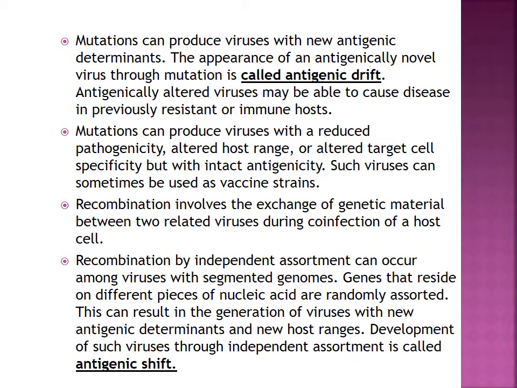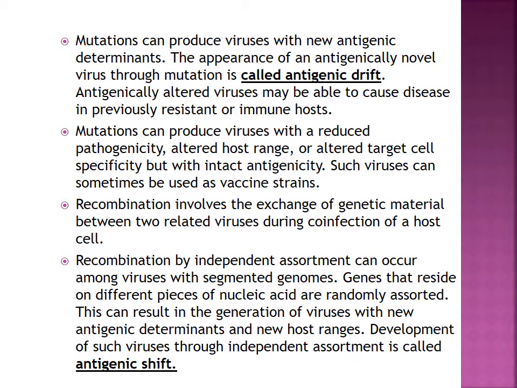Mutation can also produce viruses with reduced pathogenicity, altered host range, or altered target cell specificity. The virus can target another cell in addition to the first or original cell, while retaining intact antigenicity but differing in pathogenicity. Such viruses can sometimes be used as vaccine strains.